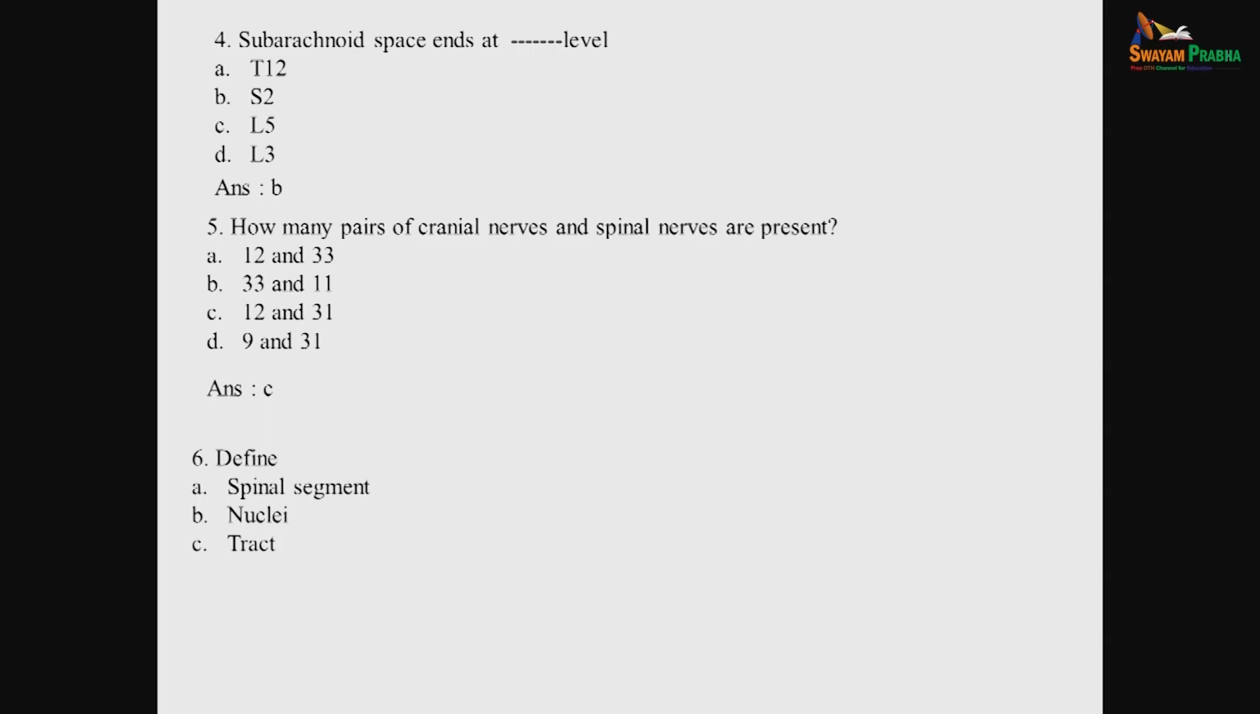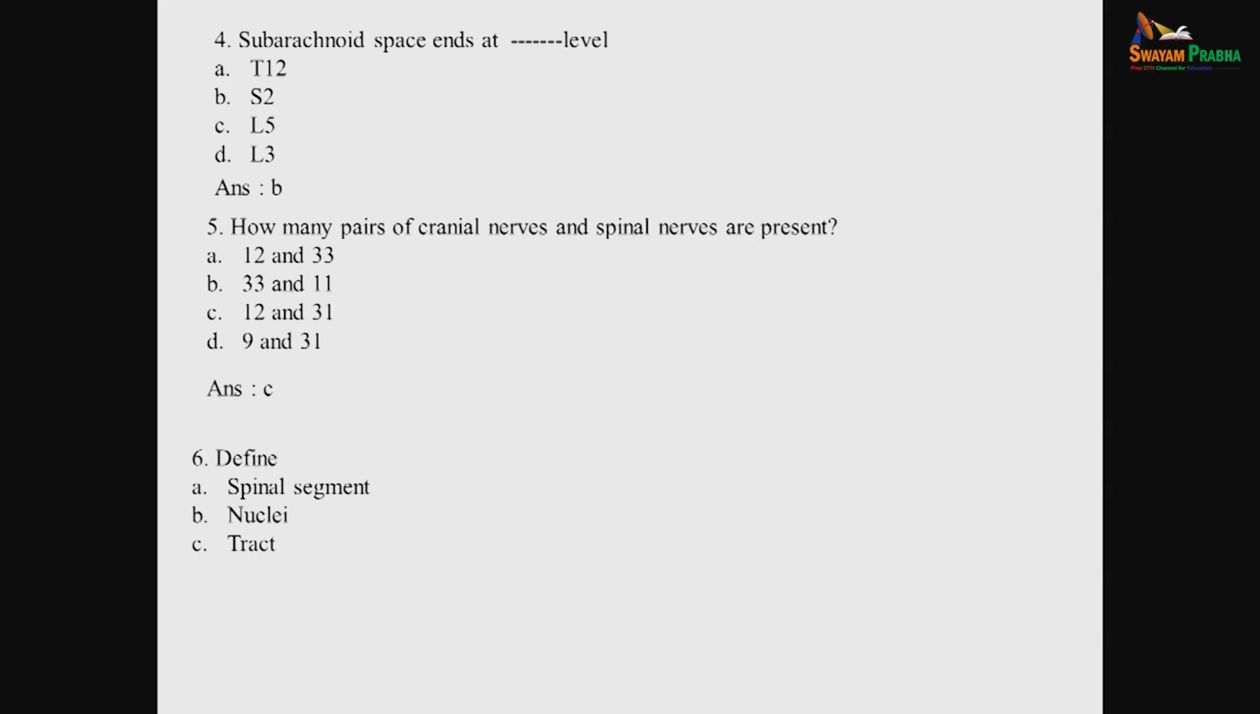Define what is a spinal segment. A spinal segment is the portion of the cord which gives attachment to a pair of spinal nerves. It's a very important definition. What are nuclei? We talked about various nuclei present in the anterior gray horn, intermediate region and posterior gray horn. A collection of nerve cell bodies within the central nervous system is called nuclei.